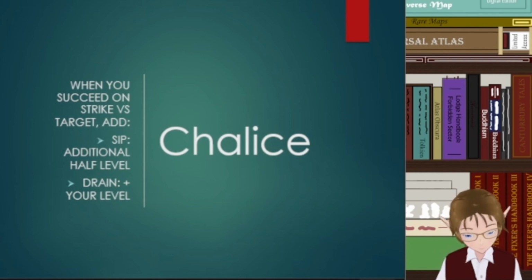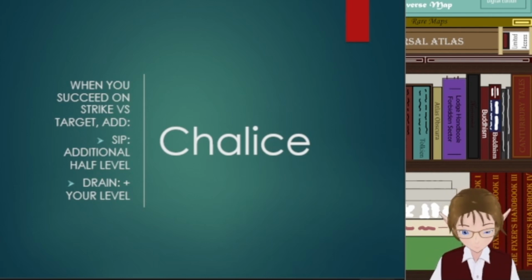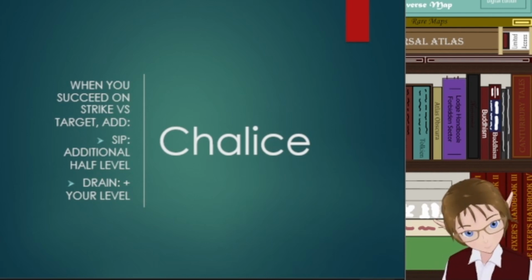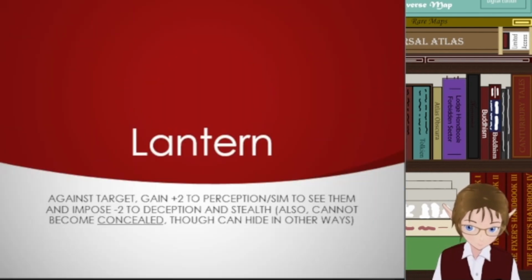For drain, you get to add your full level. So if you're level 9, you get to add 9 hit points restored in your drain action. Remember, there's a recharge, however, so this doesn't apply on every single use of the chalice necessarily.